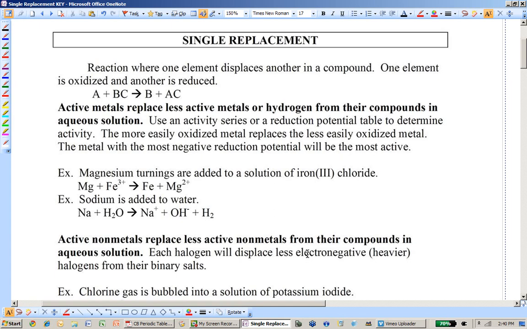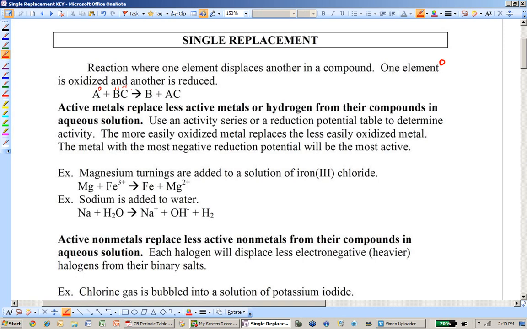Single replacement reactions are where one element is going to displace another in a compound. That's just the classic textbook definition. So in this case, one element is oxidized and another is reduced. Now, I remind you that elements in their standard state have oxidation states of 0. So you'll see me write that in the upper corner or above, perhaps. That would have to be plus and minus of the same variety.